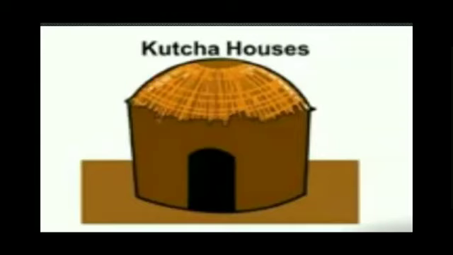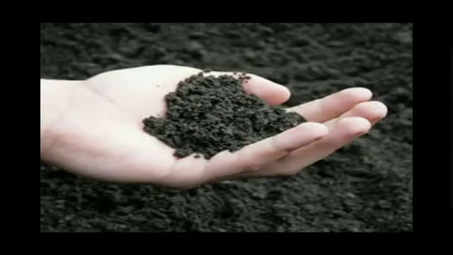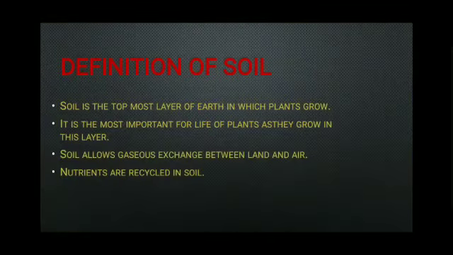My dear students, when I uttered this word soil, you at once got its image in mind, how it looks, as we all have touched it in one or other form. Now, the question arises, what is meant by soil? Look at the definition. Soil is the topmost layer of earth in which plants grow. It is the most important for the life of plants. As plants grow in this layer, soil allows gaseous exchange between land and air. Nutrients are recycled in this soil.